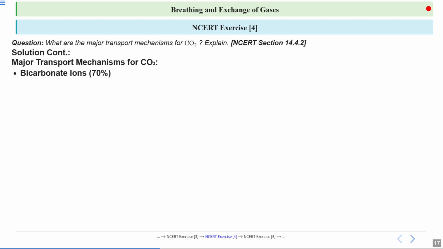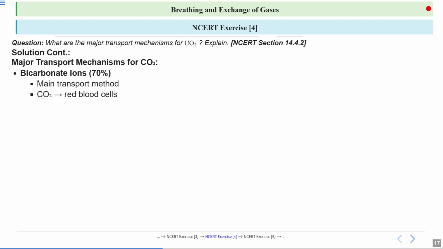Second type of transportation. This is the major type of transportation that transports carbon dioxide through the blood: bicarbonate ion. 70% of it is transported by this method. It is called the main transport method because 70% of the carbon dioxide produced inside the tissue is transported by this mechanism only.